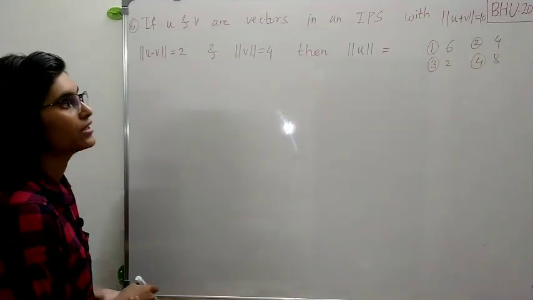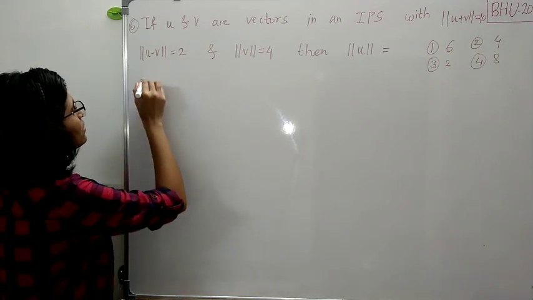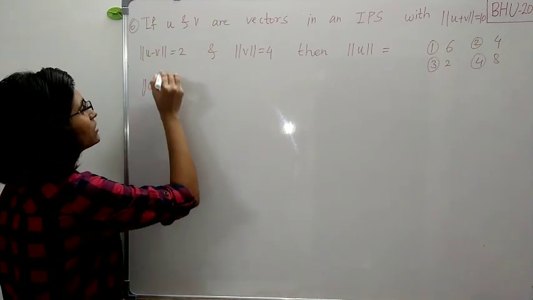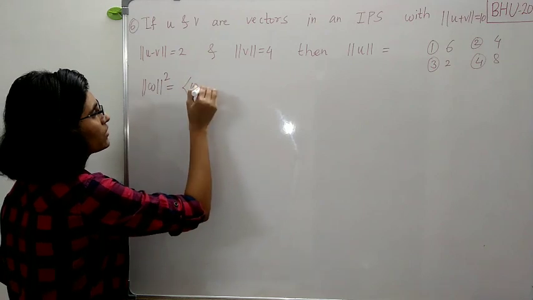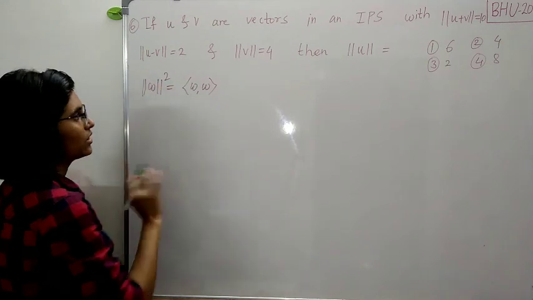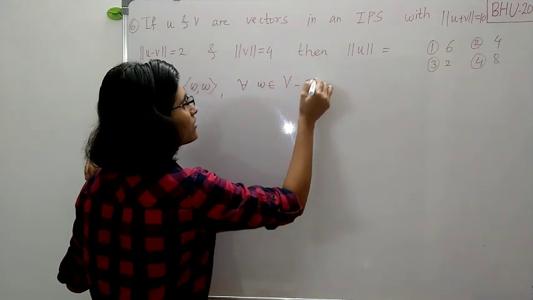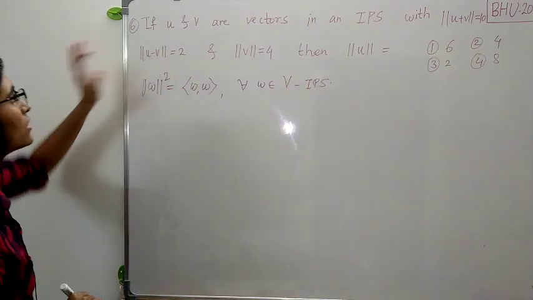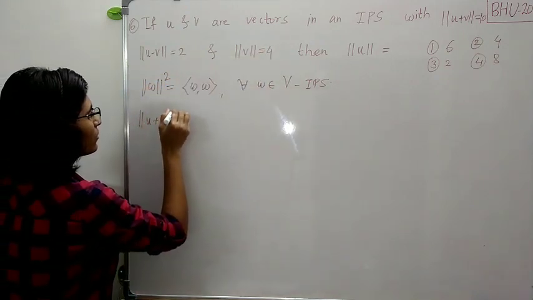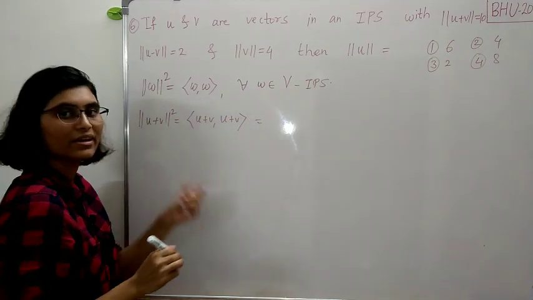Now for this we need to remember one important equality. Whenever we have any vector, say w, then its norm square is equal to the inner product of this vector with itself. So inner product of w with w is equal to norm of w square for all w in, say, V, where V is an inner product space. Now just write this in this form. So norm of u plus v, its square, is equal to the inner product of u plus v with itself, right? So let us simplify this.